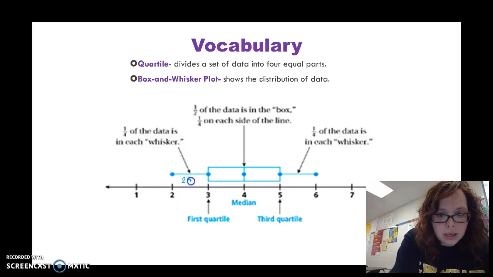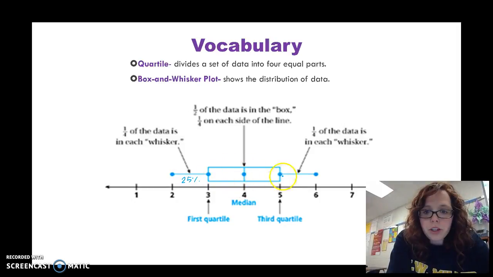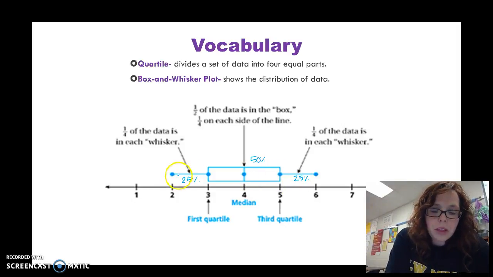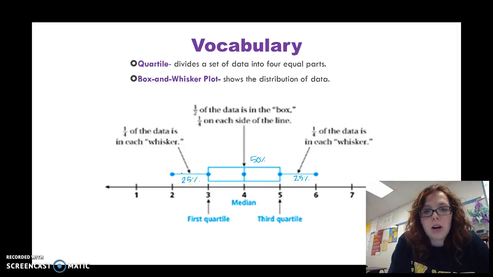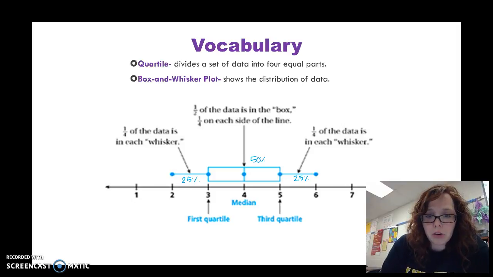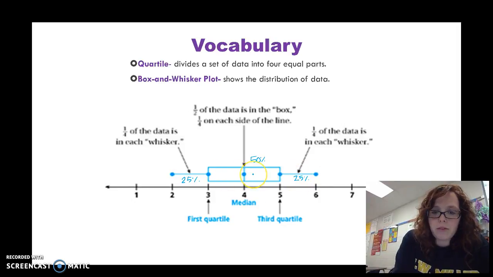25% of the data. And then this middle portion, the box, is 50% of the data, and this last bit is 25% of the data. So now they're called box plots. They used to be called box and whisker plots. We really need to focus on the fact that we'll see box plots on our test, but it's fun to talk about the whiskers.